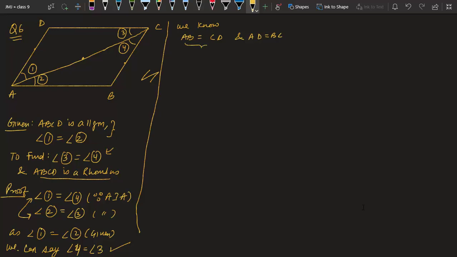So again, this is a different world. This is a different world. We just want a connecting link, a person who can connect these two things and we can say all are equal. So for that again we have to either prove AB equal to BC because they are adjacent sides, or we have to prove CD equal to AD. That will also work. So we have to prove either AB equal to BC or CD equal to AD.